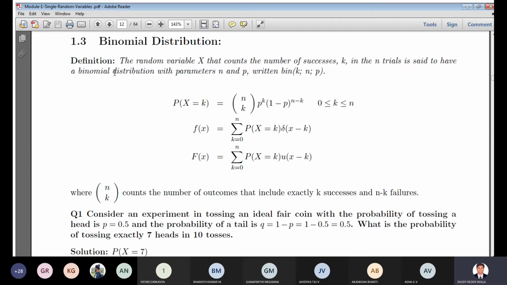Next checkbox: what is binomial distribution? Okay, equations, and one example. That's the checkbox. Next example we are trying to see here.